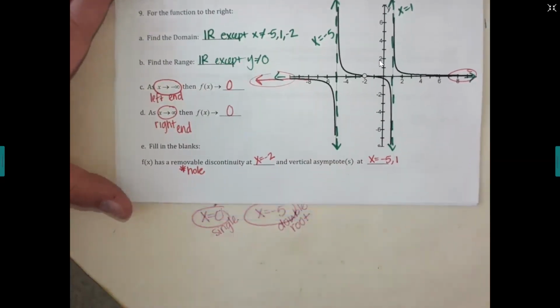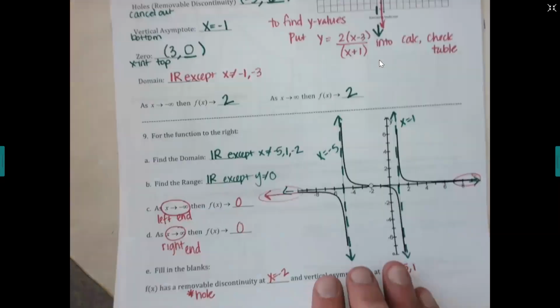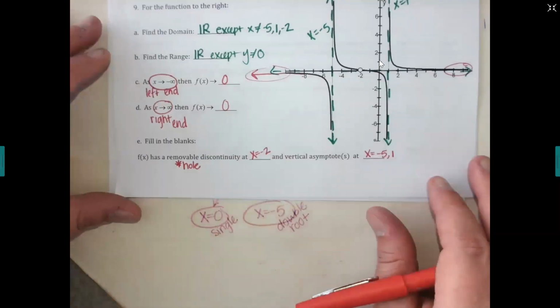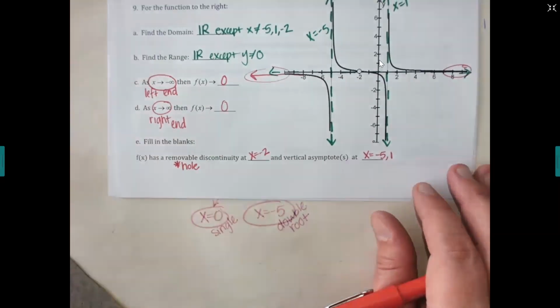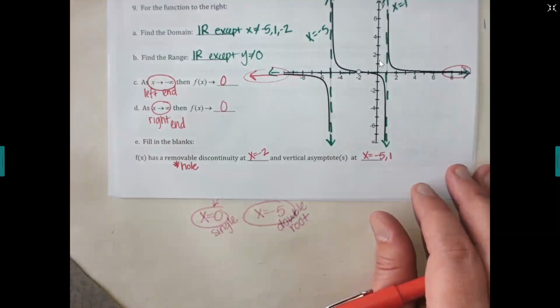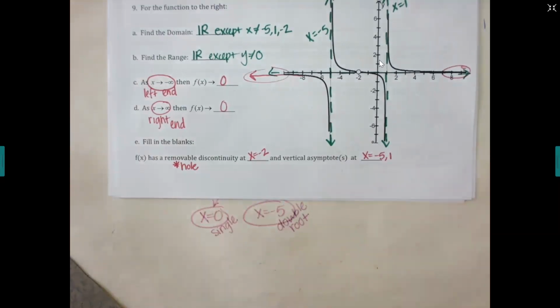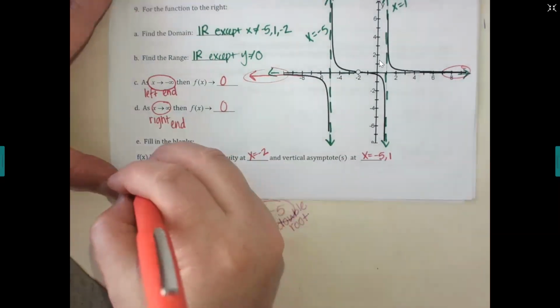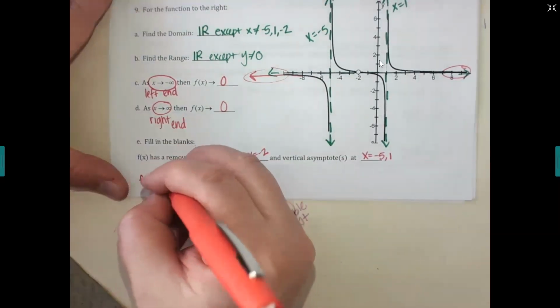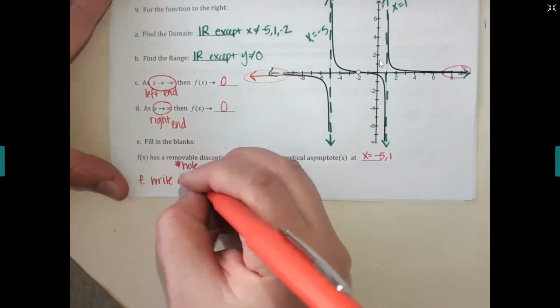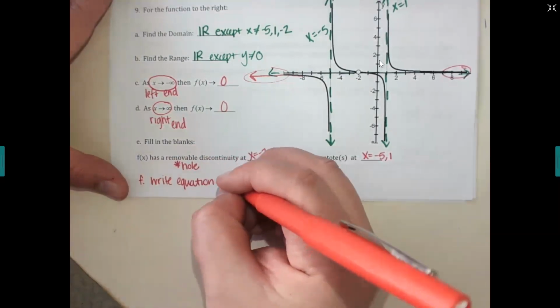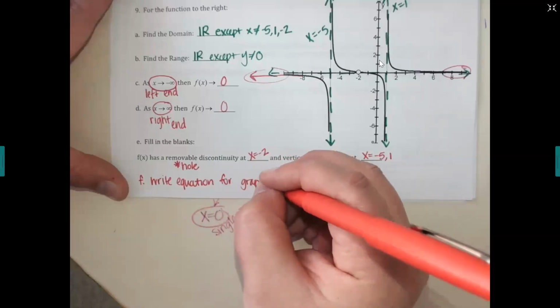Okay, one more thing. When on example 7, it asks you to write a possible equation. Number 9 doesn't ask you to do that, but I had a lot of people last class asking me how to do number 7. So we're gonna do that for number 9 so that you can look back at it if you need to. Okay, if it said add a part F to write the equation that goes with that graph, you're gonna open a big fraction.